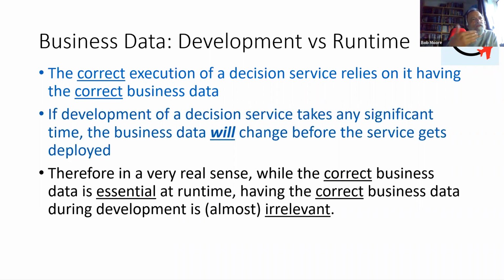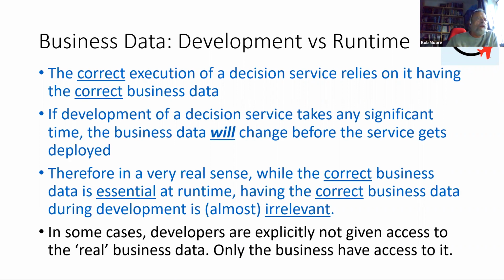And that means that in a very real sense, while having the correct business data is something you have to have at runtime, having the correct data during the development process is almost irrelevant. You have to have data which is representative, but you don't have to have the right business data. And there are certain circumstances where you may be developing the system, but you're explicitly told you can't see the real business data. Only the business have access to that. I will leave it to your imagination what sorts of circumstances that might be.